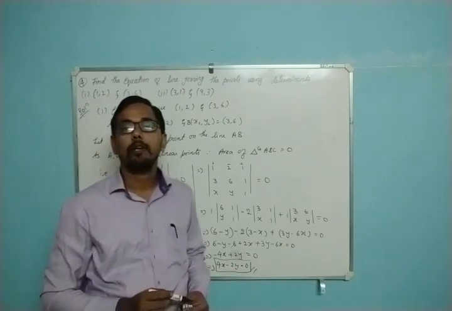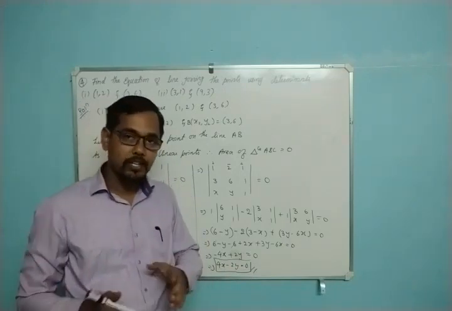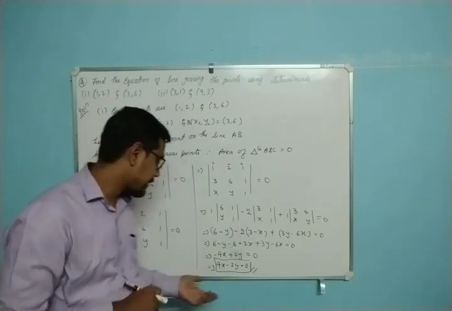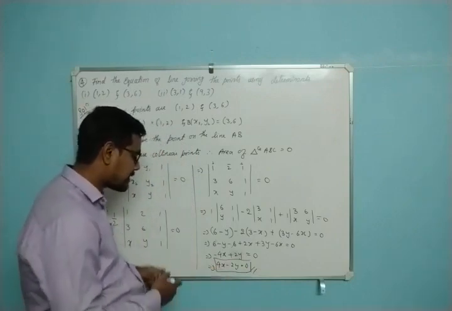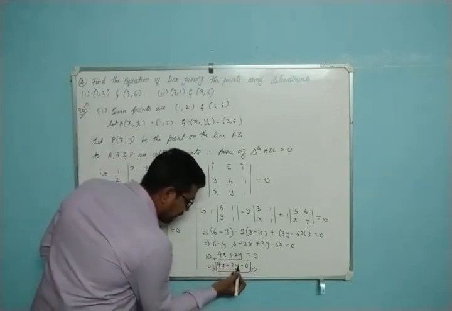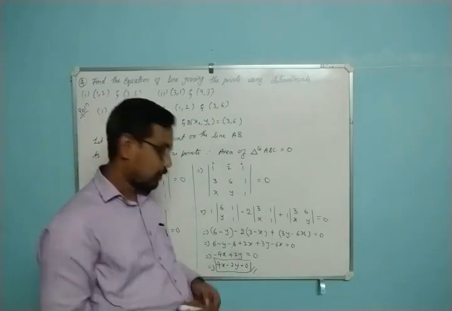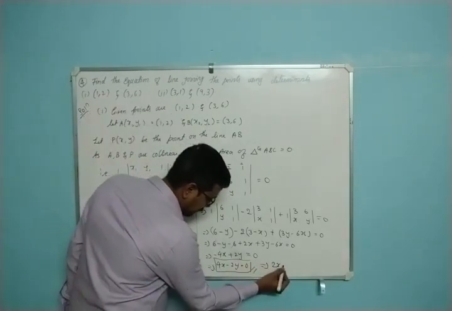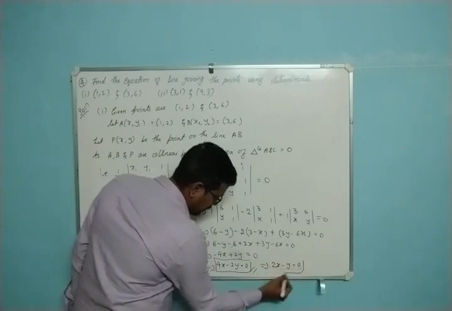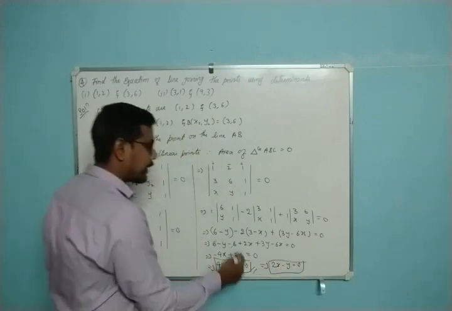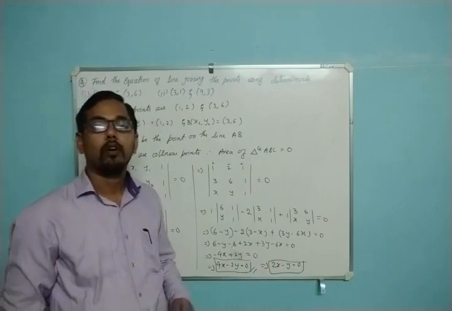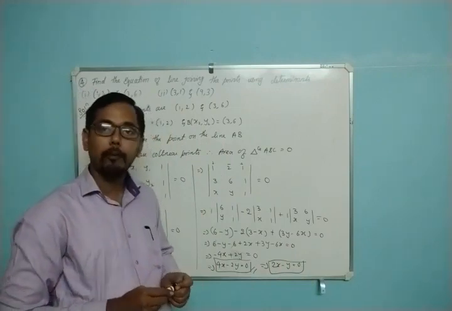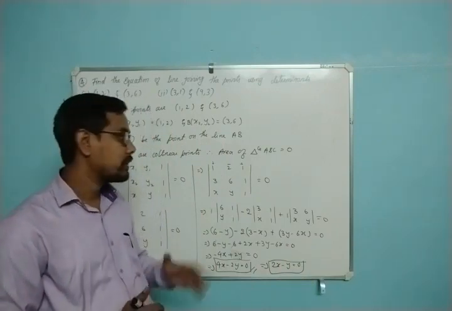This is how we need to form the required equation, and the equation can be written in different ways. You can also express this in y is equal to mx plus c form, or 4x is equal to 2y, or, simplifying it further, 2x minus y is equal to 0. So you can write it as y is equal to 2x or y is equal to mx plus c. Any form you can express it.